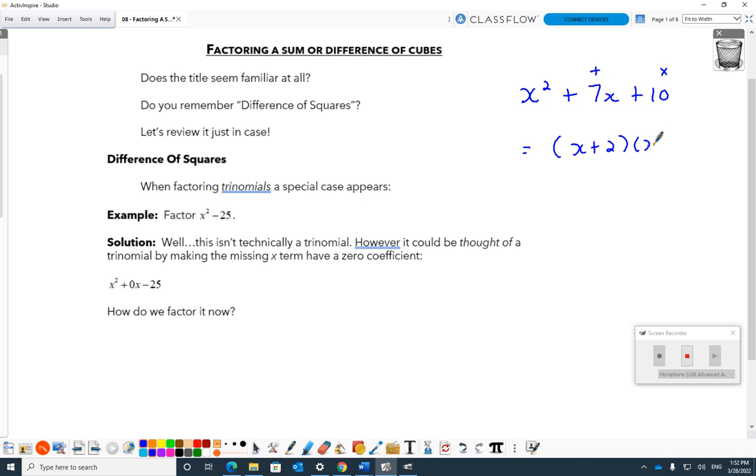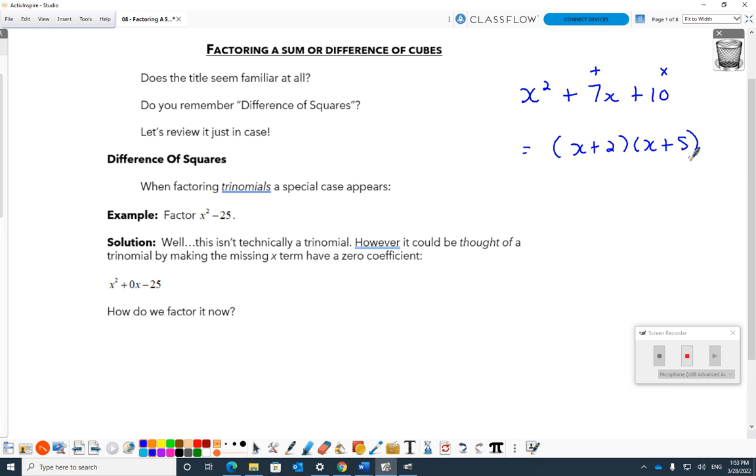Let's be clear on why that works, is because if you FOIL this out, you get x times x is x squared, and then you get 5x and 2x. Those two have to add together to give the middle term, and then they have to multiply together. 5 times 2 is 10 to get the last term. So basically you're unfoiling. Okay?